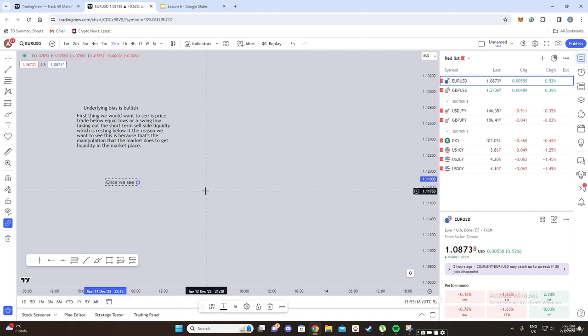Once we've seen that run on liquidity, you would expect to see a displacement taking out a key high. Once price takes out the key high and begins to retrace, you would mark out the trading range.